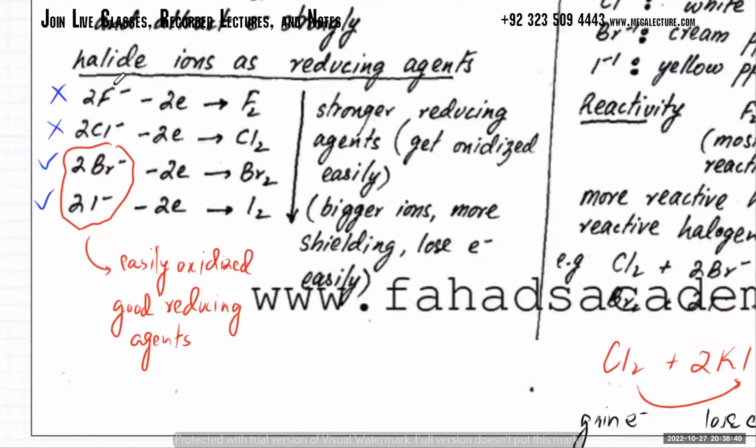Now, the smaller atom will not like to lose electrons. F-1 does not like to lose electrons. It doesn't like to form F2. This is the reverse of the thing that we just discussed.